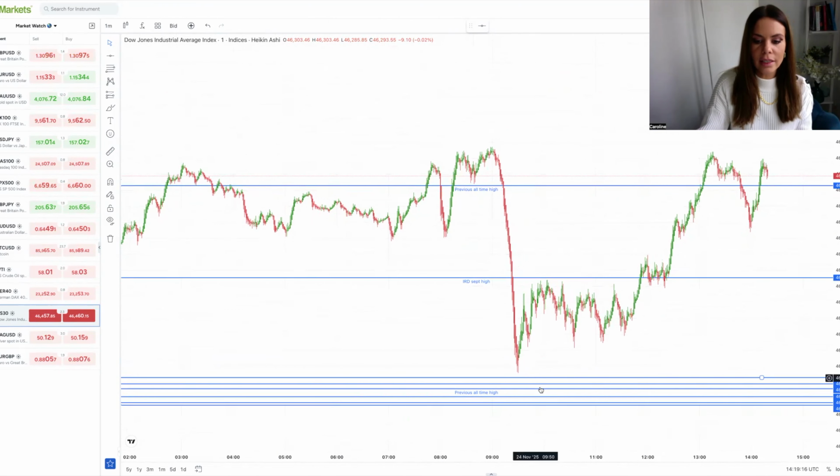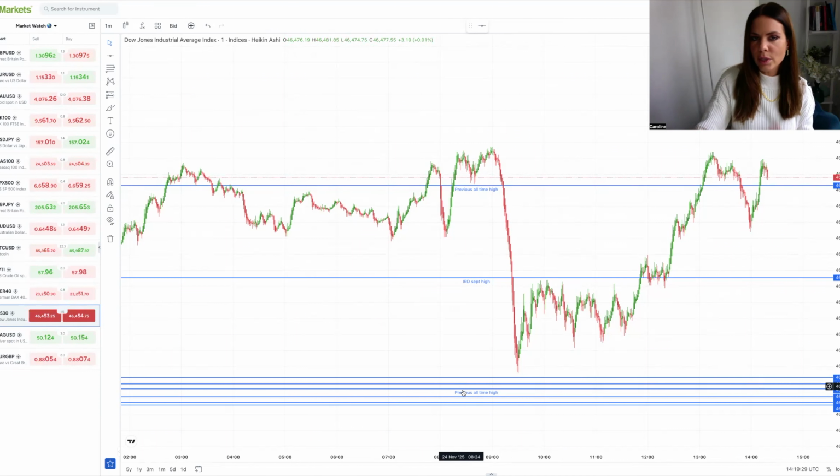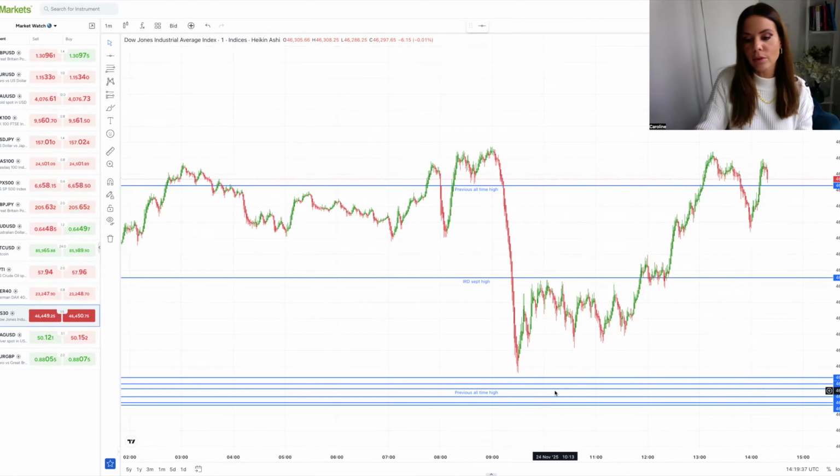Just because there's a cluster of levels, it doesn't mean that the market is going to reverse, but often when there are a lot of levels in a particular area, you want to be paying attention to that area, especially if you've got something pretty strong around that area, like a previous all-time high. This shows you that something pretty big is happening around this price point.